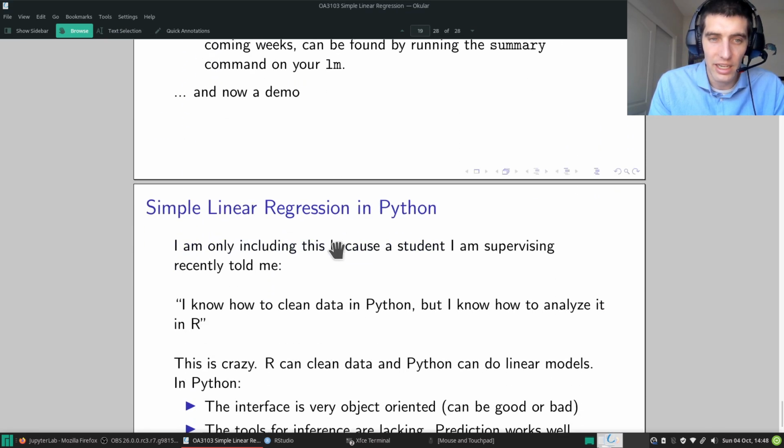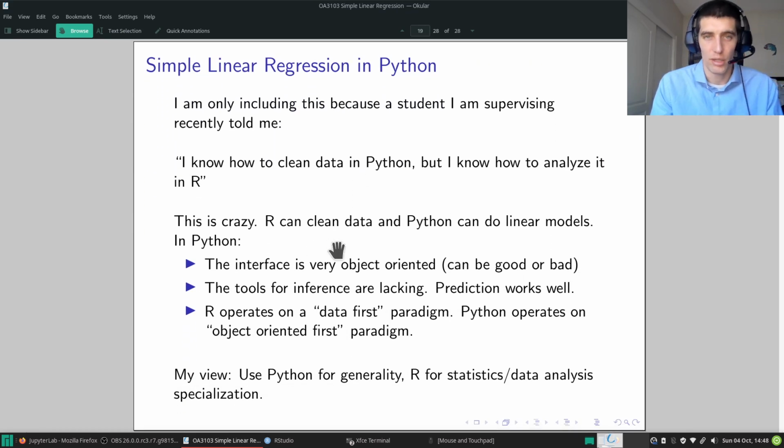So the last thing I want to say is simple linear regression in Python. And I know this is an R course. Maybe some of your hearts stopped when I mentioned Python in a course where we're going to be using R. But I'm only mentioning this because I think it needs to be mentioned at least once.